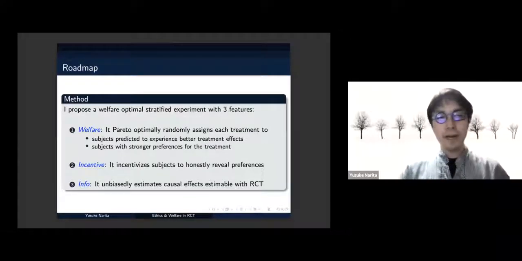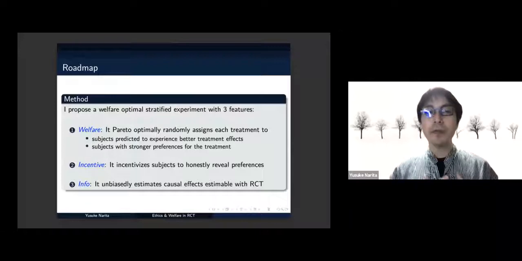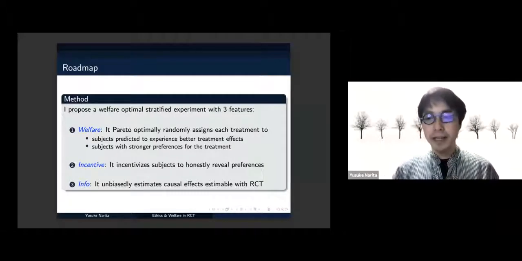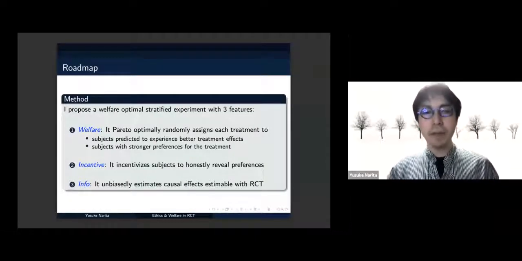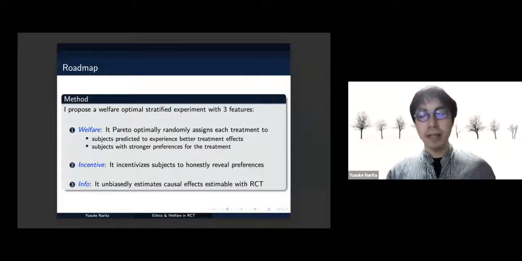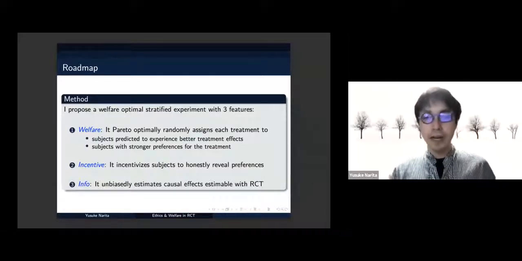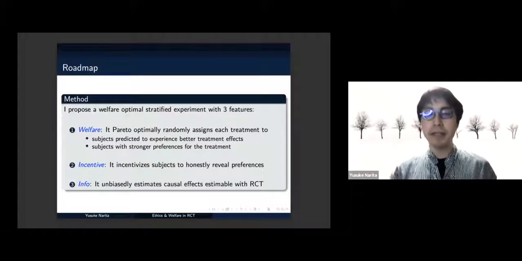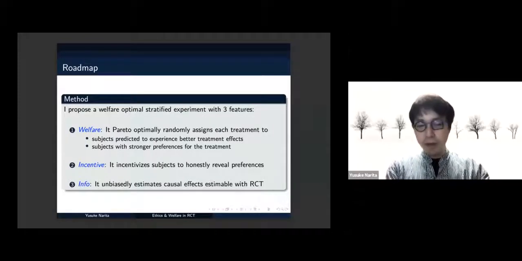First of all, my proposed design has a welfare optimality property in the sense that it creates a Pareto efficient allocation of treatment assignment probabilities, where the experimenter assigns each treatment to subjects predicted to experience better treatment effects or to subjects with stronger preferences for that treatment. For the second preference aspect of subject welfare, the proposed design also has incentive compatibility. That is, it provides subjects with simple incentives to tell the truth about what kind of treatments they really want.